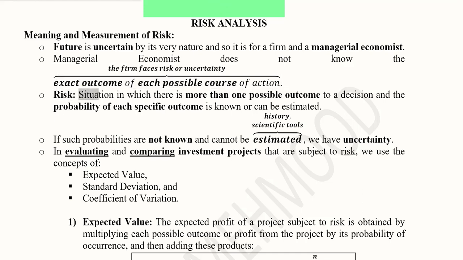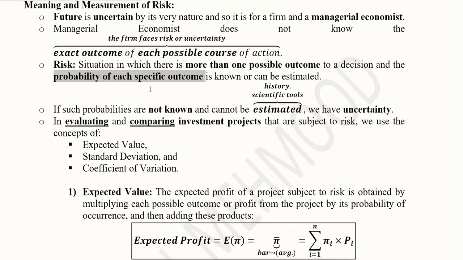What is risk? In proper words, it's a situation in which there is more than one possible outcome to a decision, and the probability of each specific outcome is known or can be estimated. So if the outcomes are multiple, their probabilities should be known, or we may be able to estimate them by using some historical record or some scientific knowledge or tools. We can incorporate the probabilities for each of the specific outcomes. This is something we'll do as we go ahead. When these probabilities are not known, we can use historical records or patterns, or scientific tools.